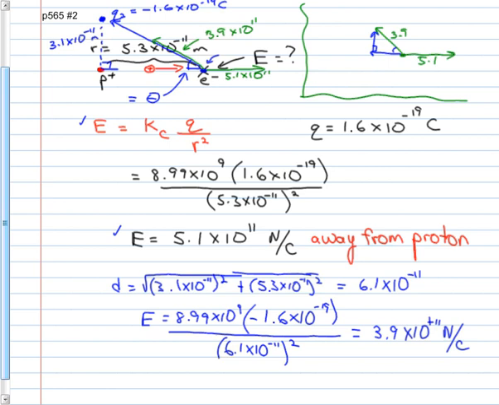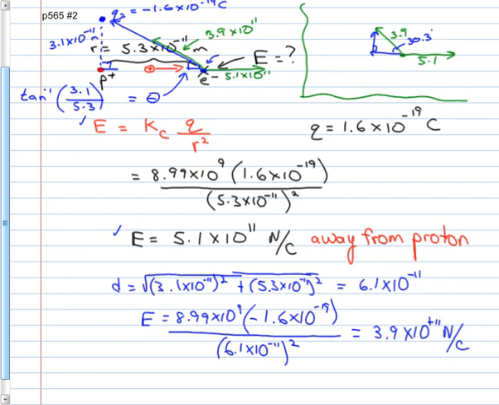Inverse tangent of what? Opposite 3.1, and I can drop off the 10 to the negative 11 because they're both the same. When I divide them, they would just cancel. And the adjacent was 5.3. What angle do you get? Make sure you're in degree mode. 30.3. So I know my angle here is 30.3 degrees.